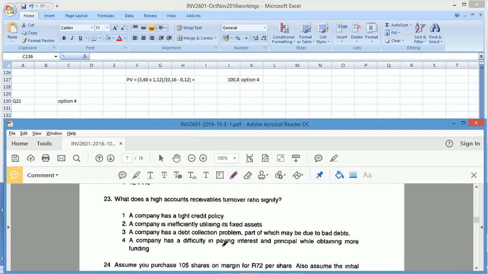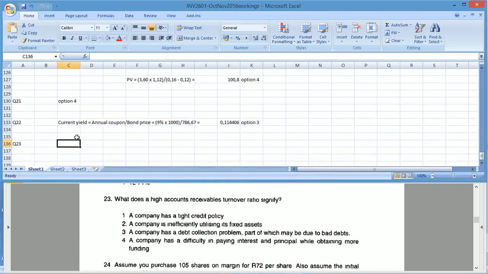Question 23. What does a high accounts receivables turnover ratio signify? Okay, so we're looking at a ratio here, accounts receivable turnover. Company has a tight credit policy. Yes, because if it's a high accounts receivable turnover, that means sales over accounts receivable is high, meaning you're selling, and you've got low accounts receivable, meaning you're collecting your outstanding debtors. Company has insufficiently utilized fixed assets? No. Has a debt collection problem? No. Company has difficulty in paying interest and principal? No. Option 1 definitely.